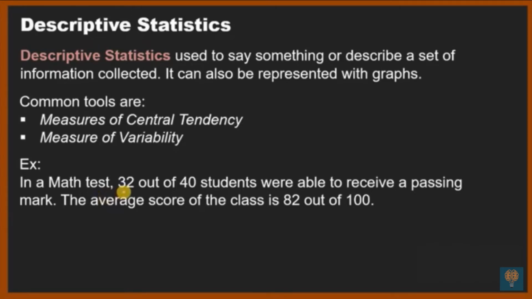kailangan mo talagang i-describe yung given data. Common tools are measures of central tendency and measures of variability. For example, in a math test, 32 out of 40 students were able to receive a passing mark. The average score of the class is 82 out of 100.